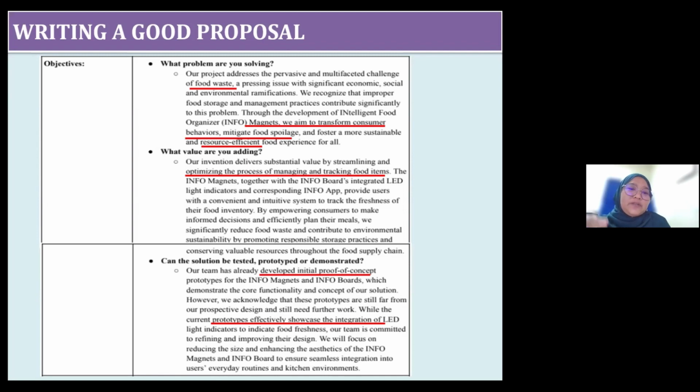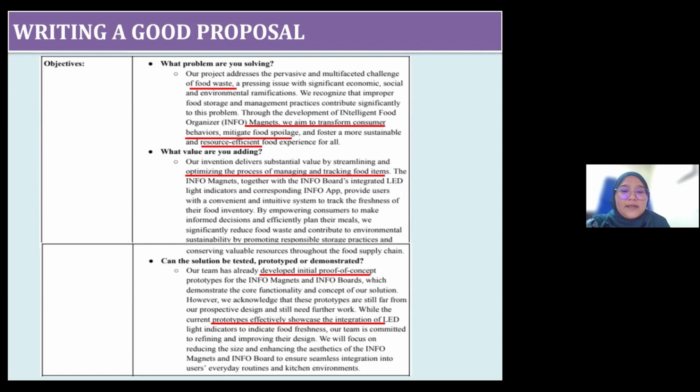Then I would say that in the objective we also put the value of your idea, for example, the uniqueness of your solution. Looking at that, what values are you adding? They are saying that their invention is optimizing the process of managing and tracking food items. So they provide some app or something like that. But then they elaborate more on the uniqueness or value of their solution.